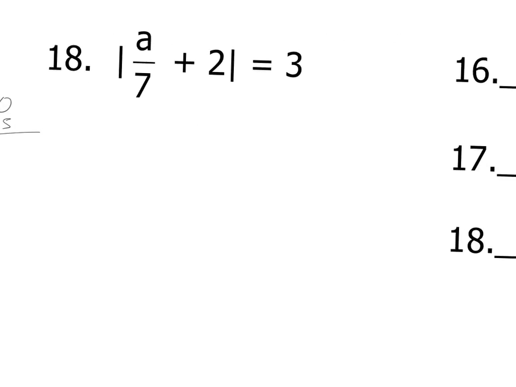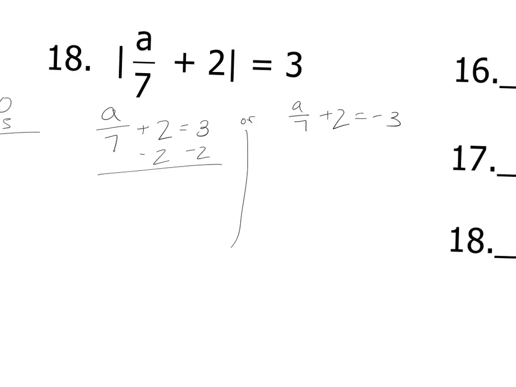Last but not least, number 18, we're going to set up two separate equations. The stuff inside the absolute value is equal to positive 3, or the stuff inside the absolute value is equal to negative 3. On the left, I would start by subtracting 2 from both sides. Then I have a over 7 equals 1. Then I want to get rid of this divide by 7, so let's go ahead and do the opposite of divide by 7, which would be multiply by 7. The inverse operation will cancel it out. Now I have a equals 7 for the left-hand side.